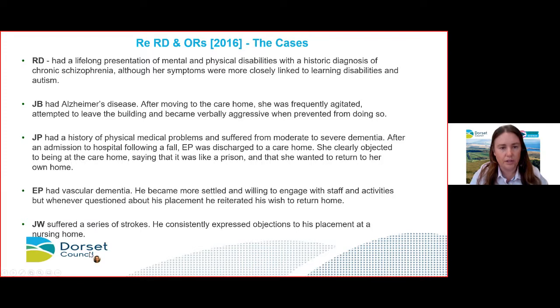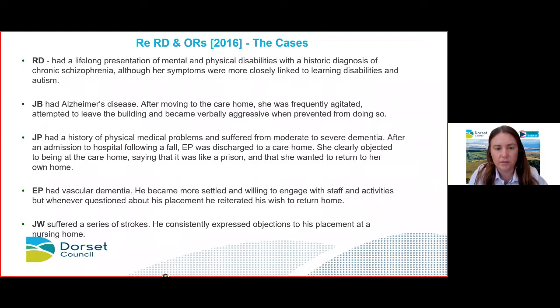So just having a look at each of these cases and what their background was and what led up to this point. RD had a lifelong presentation of mental and physical disabilities with a historic diagnosis of chronic schizophrenia, although her symptoms were more closely linked to learning disabilities and autism. During the initial stages of her stay, she frequently expressed an objection to being at the care home and a desire to leave, though recently it was reported that she had become inconsistent about her wishes and expressed a fear of moving from the care home.